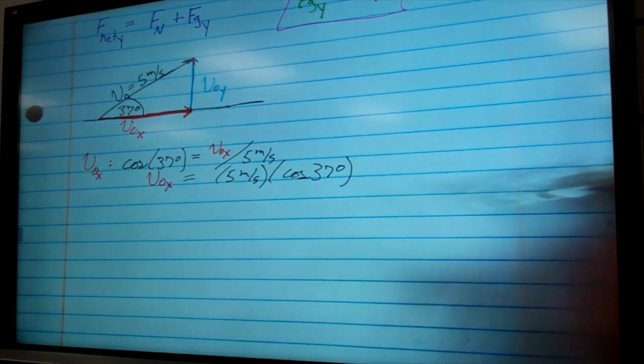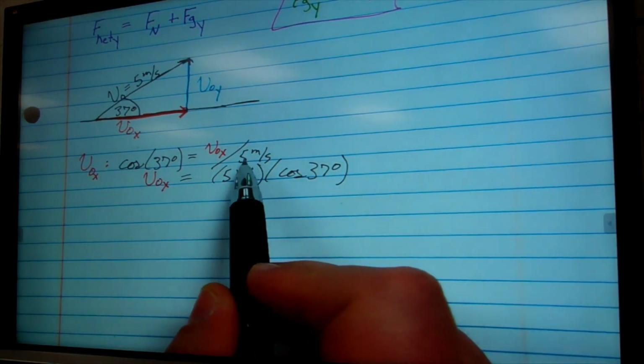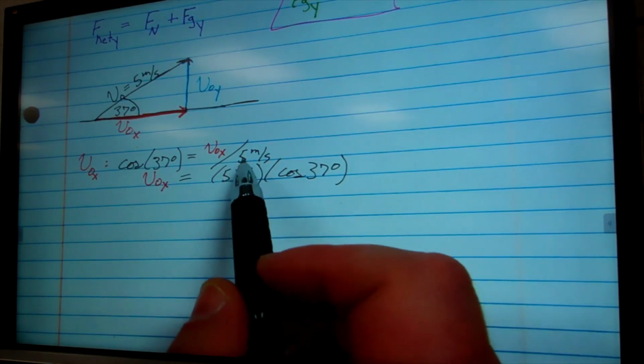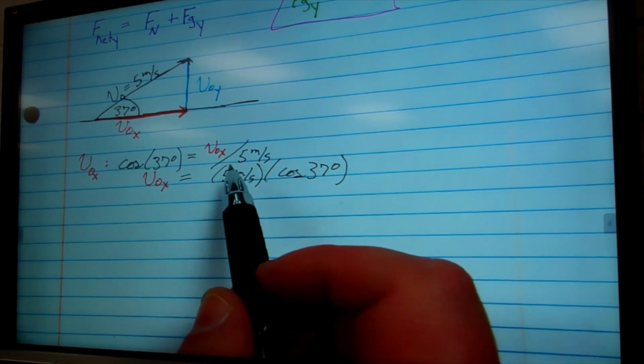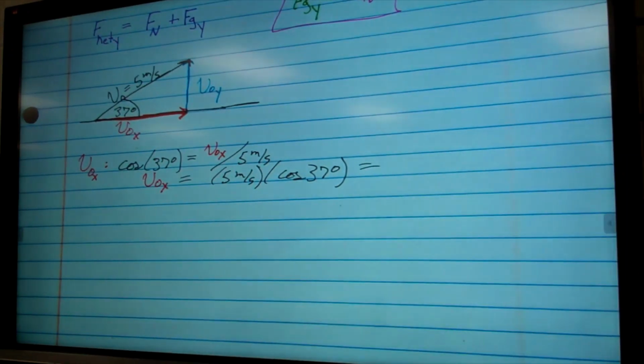How did we get times? I thought it was over. It is. That's division. So now I'm trying to get v, the initial velocity in the x direction, by itself. So you have to multiply by 5 to get it away.